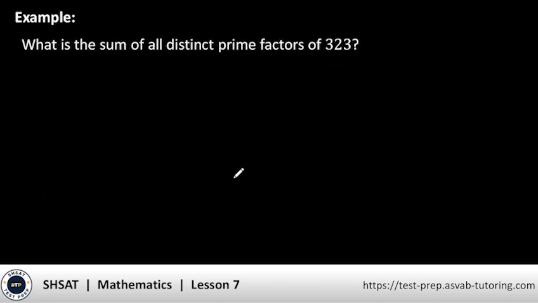Let's look at the first question. What is the sum of all distinct prime factors of 323? So first of all, what are prime factors? Prime numbers are basically numbers that are divisible only by the number itself or 1. Let's say 2. 2 can be divided by 2 itself, 2 divided by 2 is 1, and 2 can also be divided by 1, because any number generally gets divided by 1, right? So those are prime numbers.